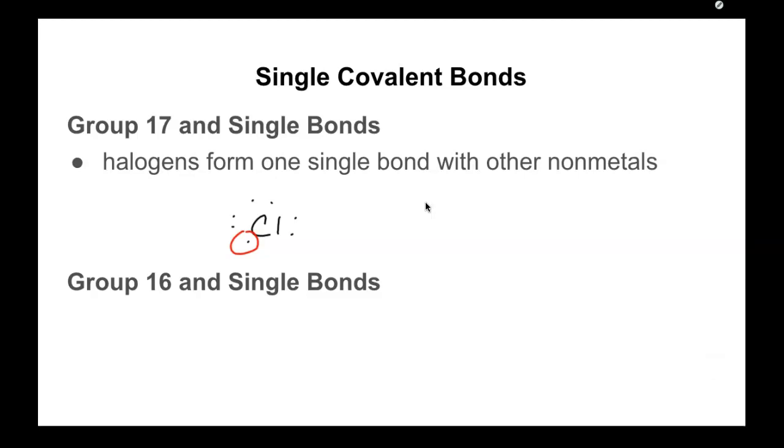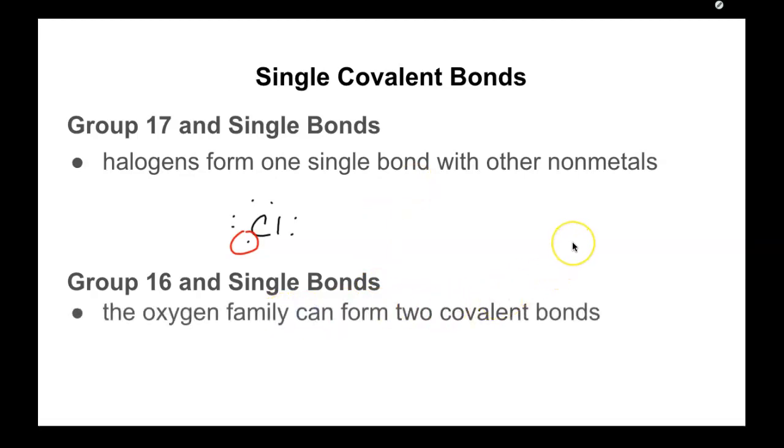Group 16 will always form two covalent bonds. That's the oxygen family. If I draw oxygen, here's 1, 2, 3, 4, 5, 6. It's got 6 valence electrons. It has 2 unpaired electrons, okay? 2 open spots. It can form 2 single bonds. This is pretty simple.